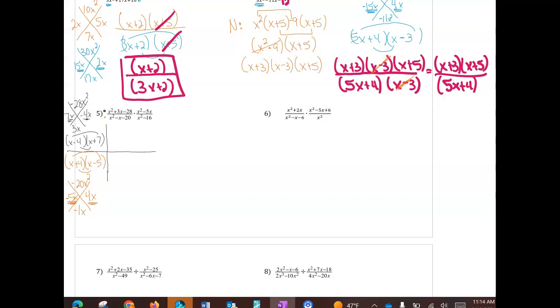Moving to the right numerator, there is a GCF, x, which I can't factor anymore, and x minus 5, that is not a difference of squares, so we're done there. And then going to my denominator, that is a difference of squares, no GCF, it can just become x plus 4, x minus 4.